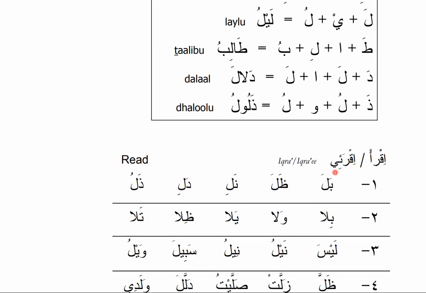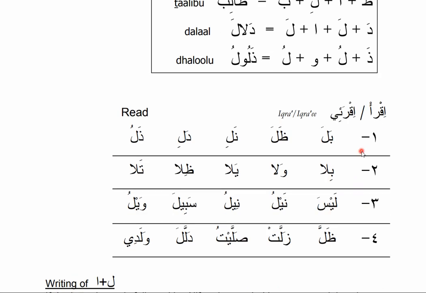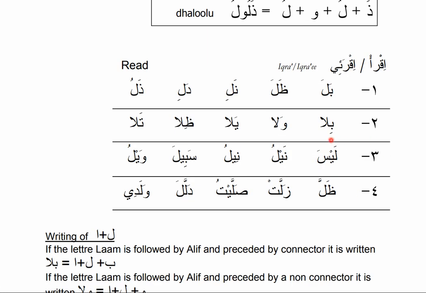Let's see quickly. Ikra and ikra'i. This is for a male command and this is for a female command with the ya mukhatiba. So let's quickly do the random words, and this is with the short vowels. Bala, bala, nali, dali and dalu. Now here in the second line you have all the alif long vowels. Bila, wala, yala, dhila and tala.